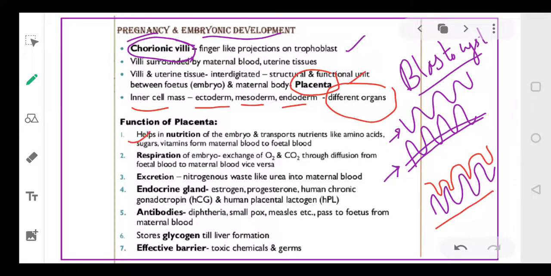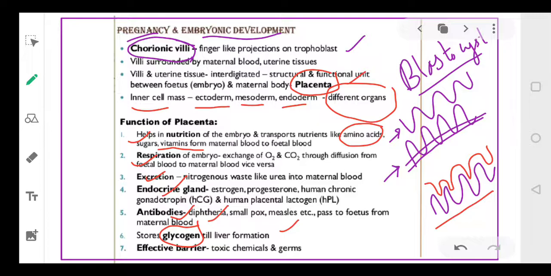So placenta basically helps in providing nutrition to the embryo. This will transport the amino acids, sugars, vitamins from the mother to the fetus, right? It will bring about the respiration, that is, it will transport oxygen, it will bring back the carbon dioxide, it will remove the waste materials from the fetus, and then it will also help in transportation of hormones like estrogen, progesterone, human chorionic gonadotropin. These particular hormones will also be released from the placenta at different stages. Then it also releases certain antibodies and that will pass to the fetus from the maternal blood. It also stores some glycogen till the liver formation occurs.